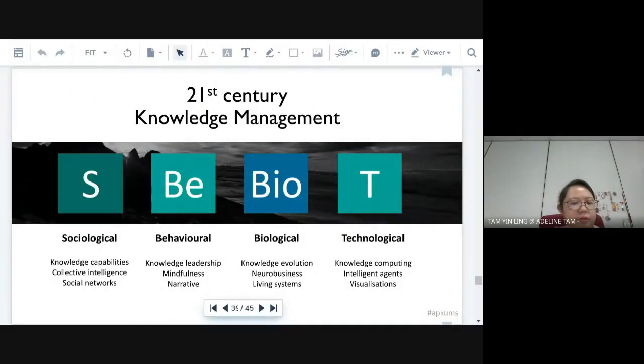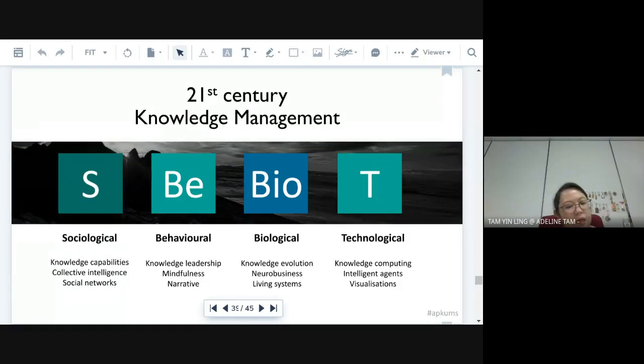Okay, so in the 21st century, knowledge management is very, very important. Like I keep on saying, big data, very important. We need to understand the data, and then we need to know the psychology of the workers, and all these are actually knowledge. We need to learn to manage the knowledge. So when we talk about knowledge management, we have sociological, that is the knowledge about knowledge capabilities, collective intelligence, and social networking. So this is sociological.